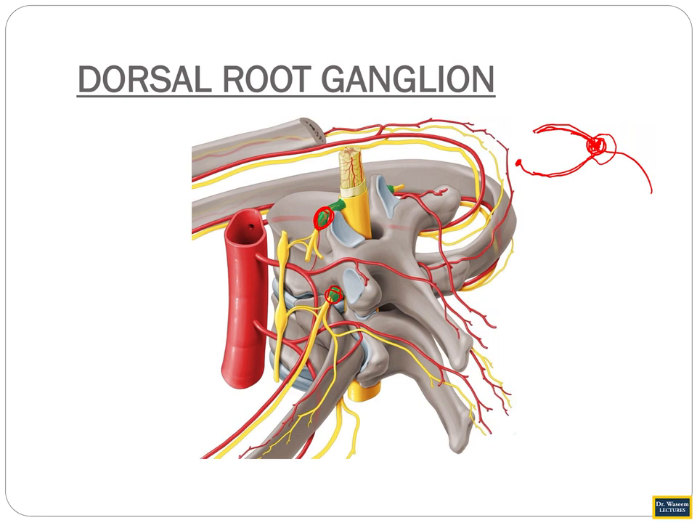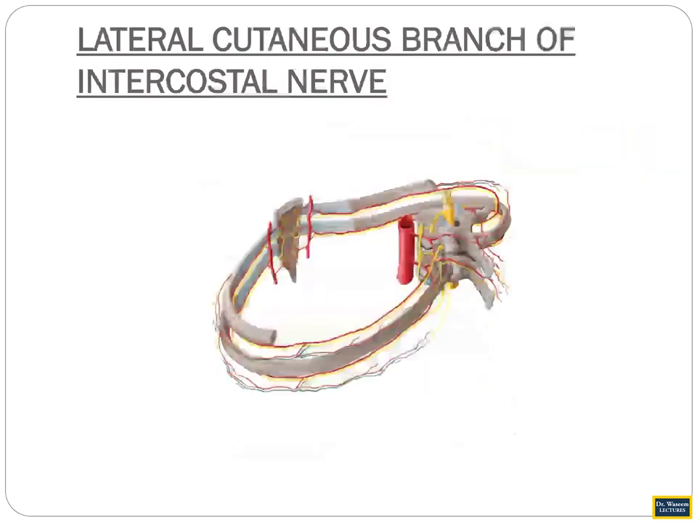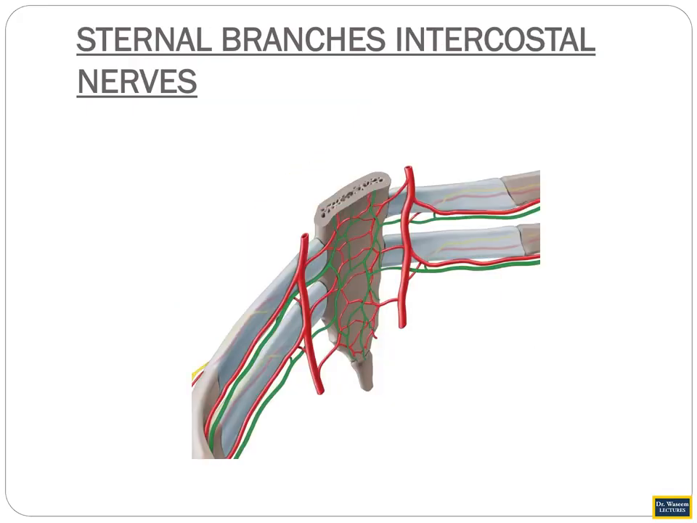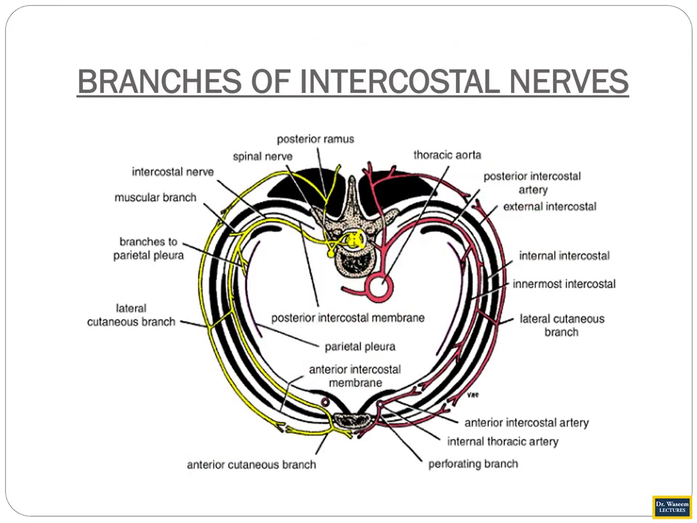Here is the lateral cutaneous branch which has been shown here. At the mid axillary point, the mid axillary line, it is coming. So, here, lateral cutaneous branch. And here is the anterior cutaneous branch. It will reach here, and it will show here the anterior cutaneous branch. And where they finish here, see this anterior cutaneous branch, here they will give sternal branches also. These are typical nerves, because the other nerves, number 7, 8, 9, do not reach the sternum.